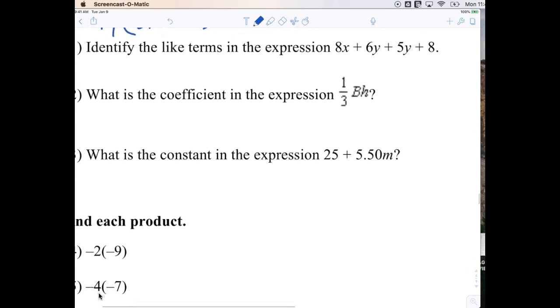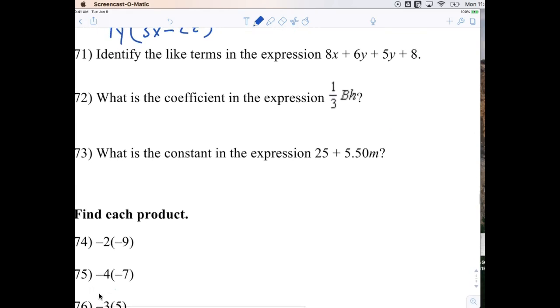All right, here we go. All right, identify the like terms. So let's just circle the like terms. Which one would be considered the like terms? 6y. That's right, 6y and 5y. Those are the like terms.